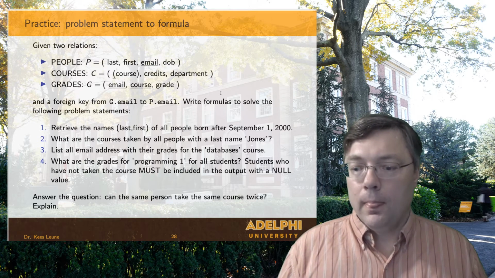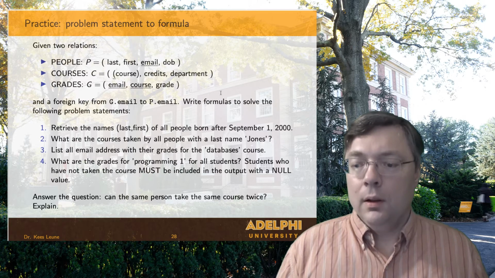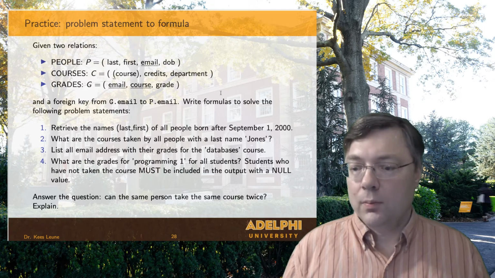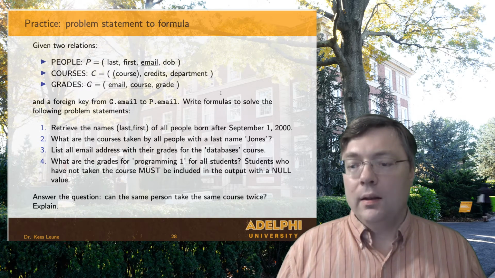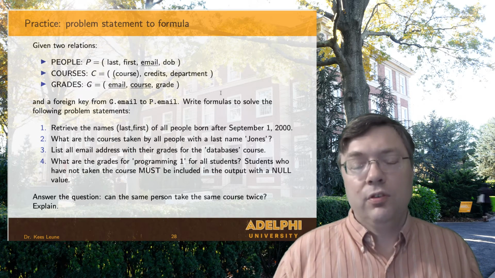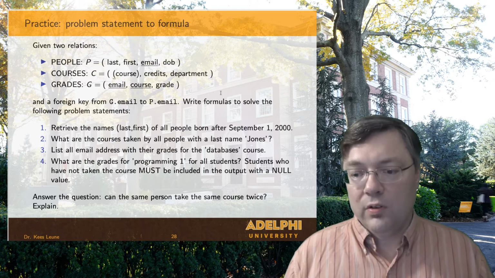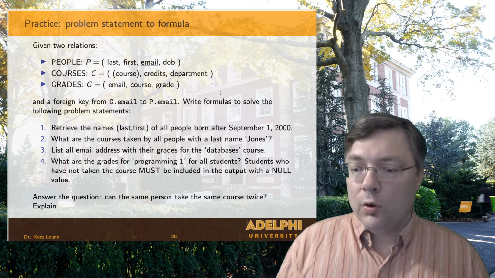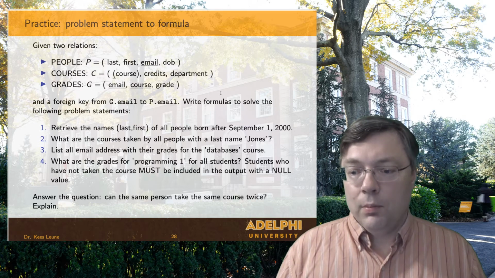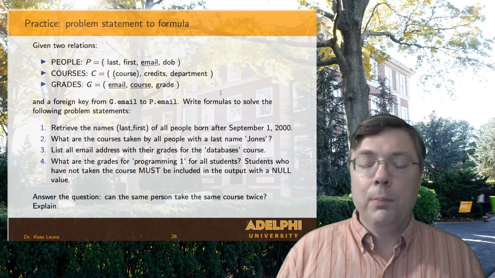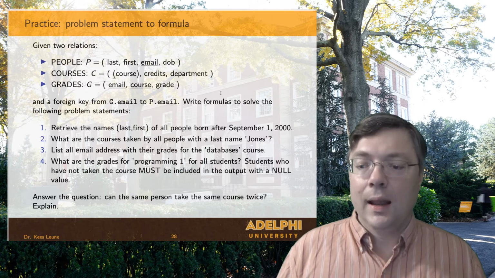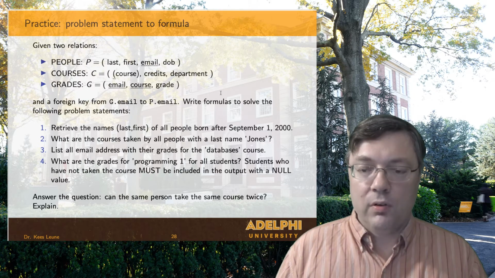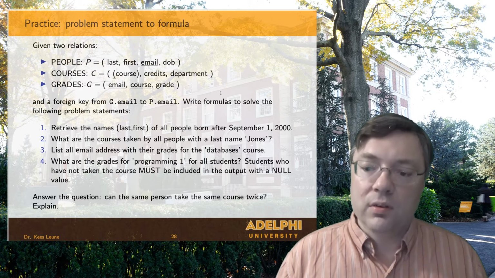And we'll fix that. Credits and department, which means that the course number is the primary key. And then the grades, the combination of email address and course is the primary key, and the grade is not. There's also a foreign key from the grades table.email to the people table.email, and that means that I cannot put a grade in the grades table for a student who does not already exist in the people table.